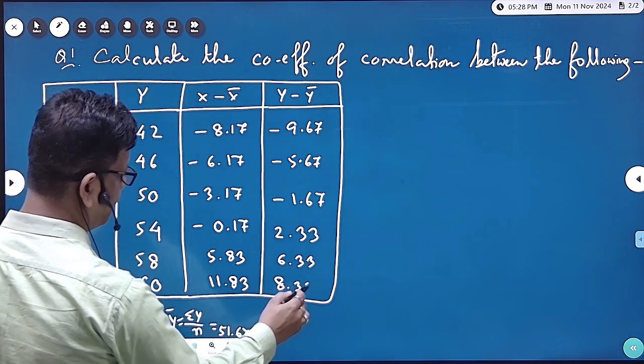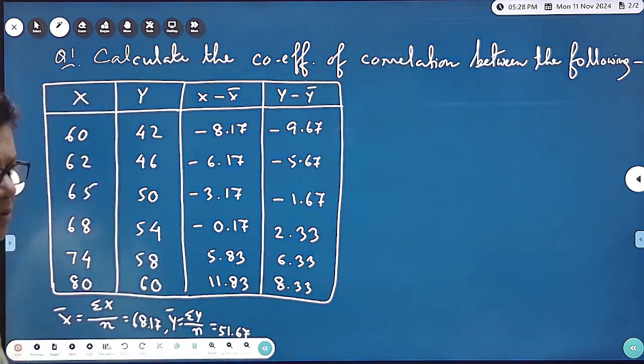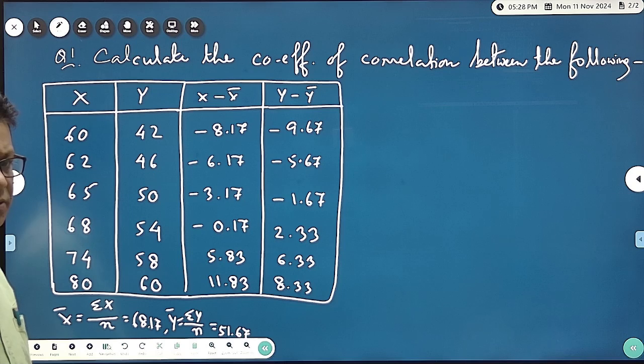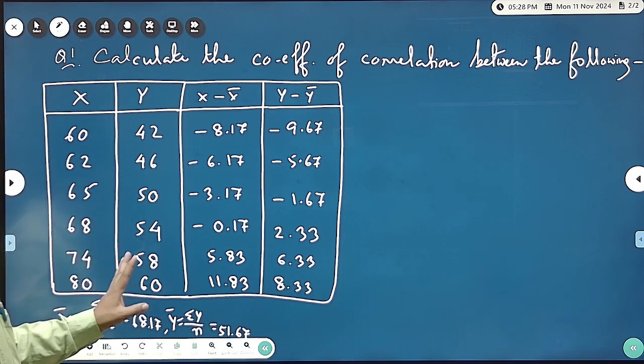Okay. Now please try to understand the columns. Is it correct now? 8.33. Any question? It will be 67 only, it will be 7. 10 minus 7 will be 3. Yes or no? Correct? Yes. Now this is done. Now the formula will tell us what to do next.